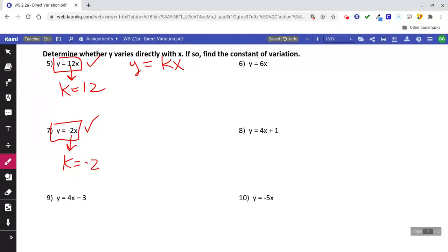This one's different. It's not in that form. Number 9 is not in that form because you've got that extra -3. This is not direct variation.